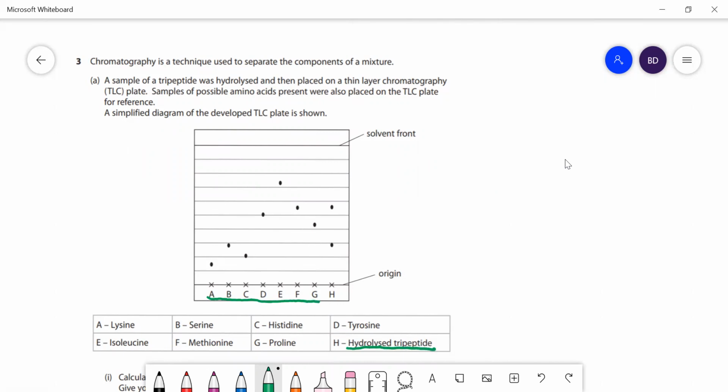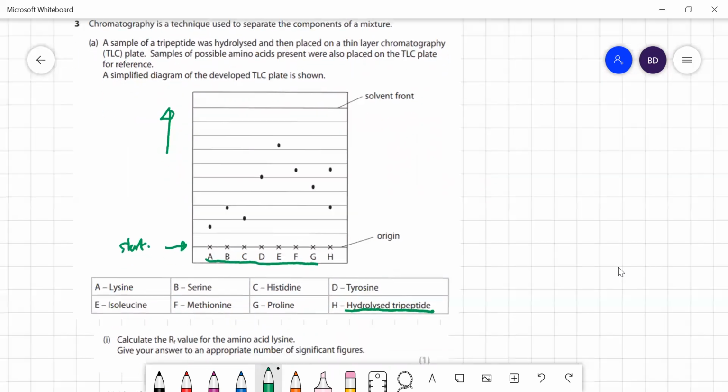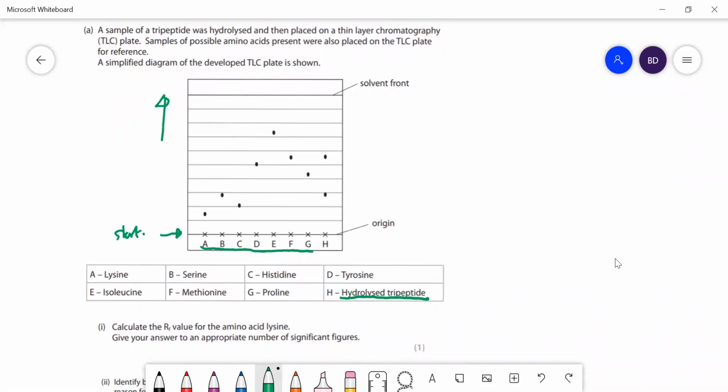Okay, and they've shown the TLC plate there. So the solvent is going to move up there and the spots are carried with it. This will be the start line here. Okay, so calculate the RF value for the amino acid lysine. Which one is it? It's A. So the RF value is equal to the distance moved by the spot divided by the distance moved by the solvent.